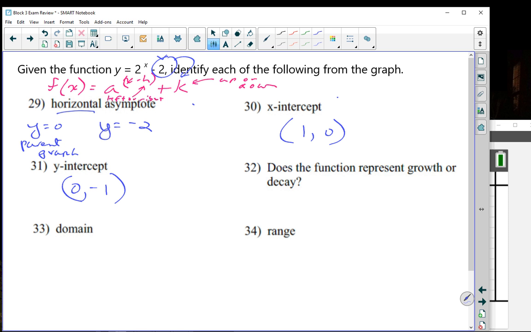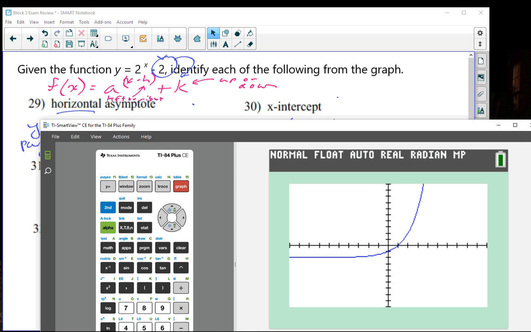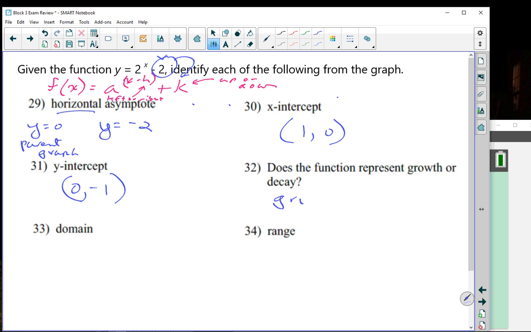Okay. Does it represent growth or decay? It's going up, so it's got to represent growth. Now remember that for later, and I'll explain why here in a second. If I'm talking about domain, what do we say my domain is on all exponential graphs? It's all real numbers.